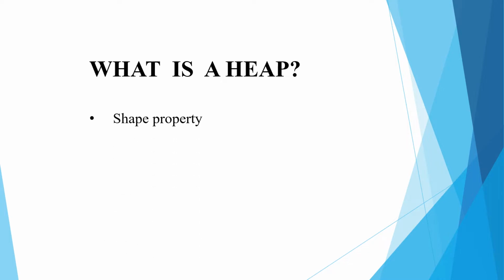Shape property. A heap data structure is always a complete binary tree, which means all levels of the tree are fully filled. Heap property. All nodes are either greater than or equal to, or less than or equal to, each of its children. If the parent nodes are greater than the child nodes, the heap is called a max heap, and if the parent nodes are smaller than the child nodes, the heap is called a min heap.